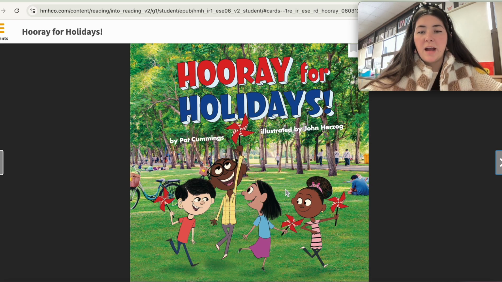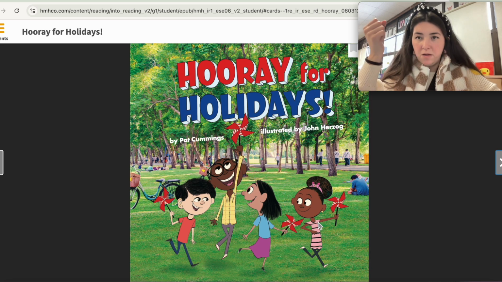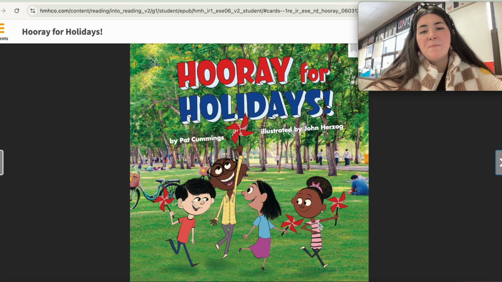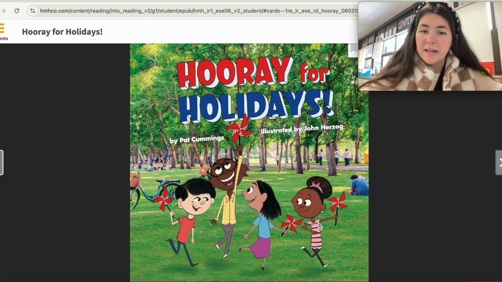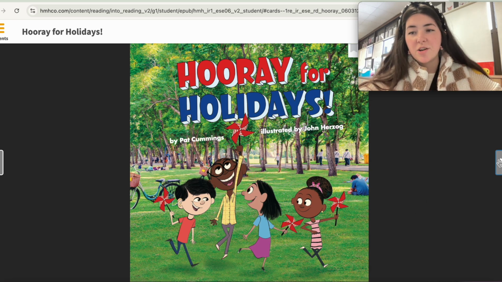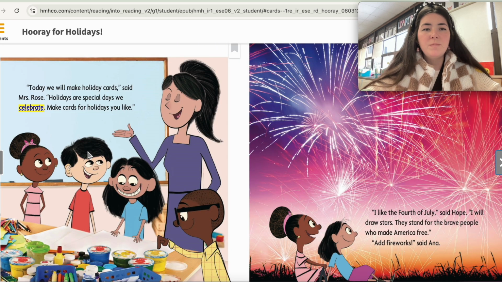So from observing the cover, it looks like we've got 4 friends here, probably 4 kids, and they look like they are holding pinwheels that blow in the wind, and I bet because our title is Hooray for Holidays that we might be celebrating the different holidays. So let's turn the page and let's find out.